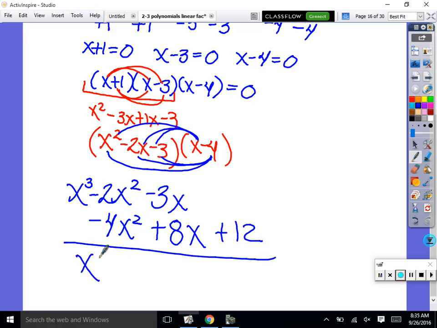x cubed, no other x cubes. -2x squared minus 4x squared is minus 6x squared. 8 minus 3, positive 5x, and then plus 12. So guys, this was the polynomial in standard form that gave us those solutions back up there. Does everybody understand how to do it going backwards? Do we need another one, or do you feel good to go?